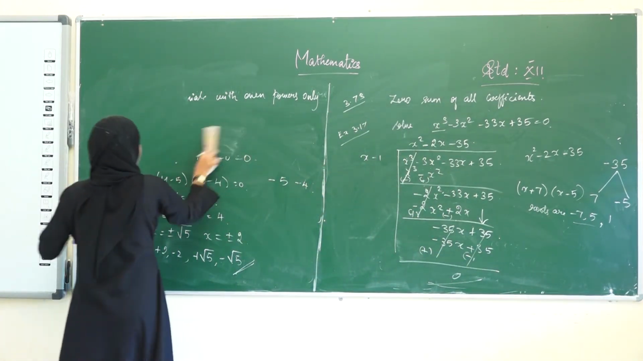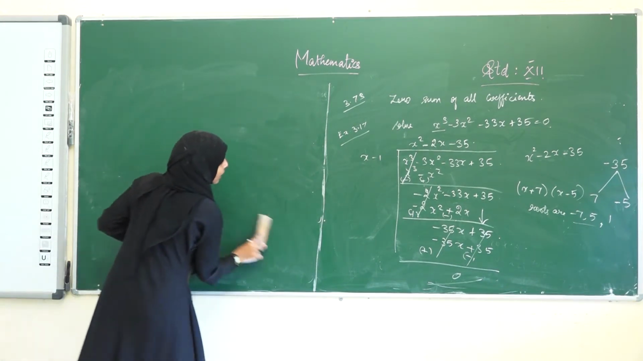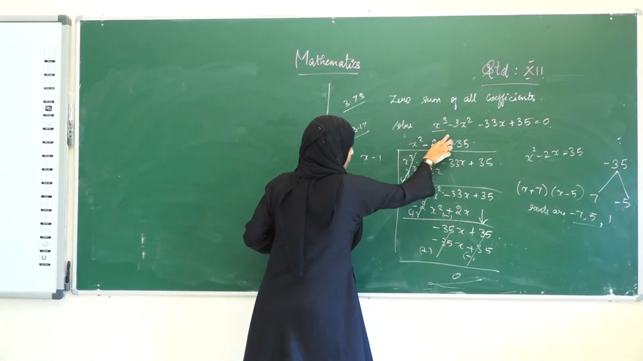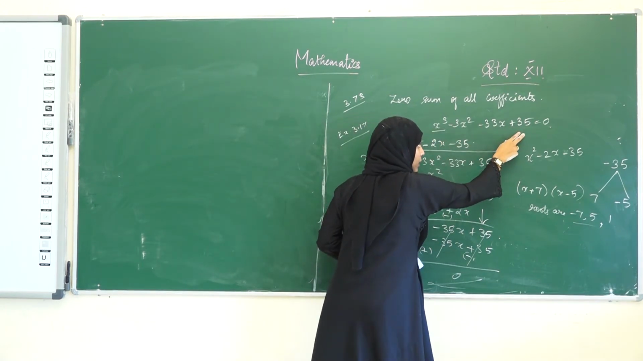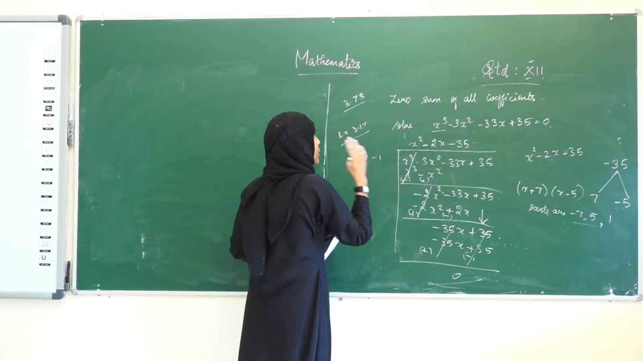Okay. Hope it's very easy. We have to keep in mind that we have to see the equation. But if the coefficients all add up to 0, then we have to take 1 as its root. We have to keep that in mind.